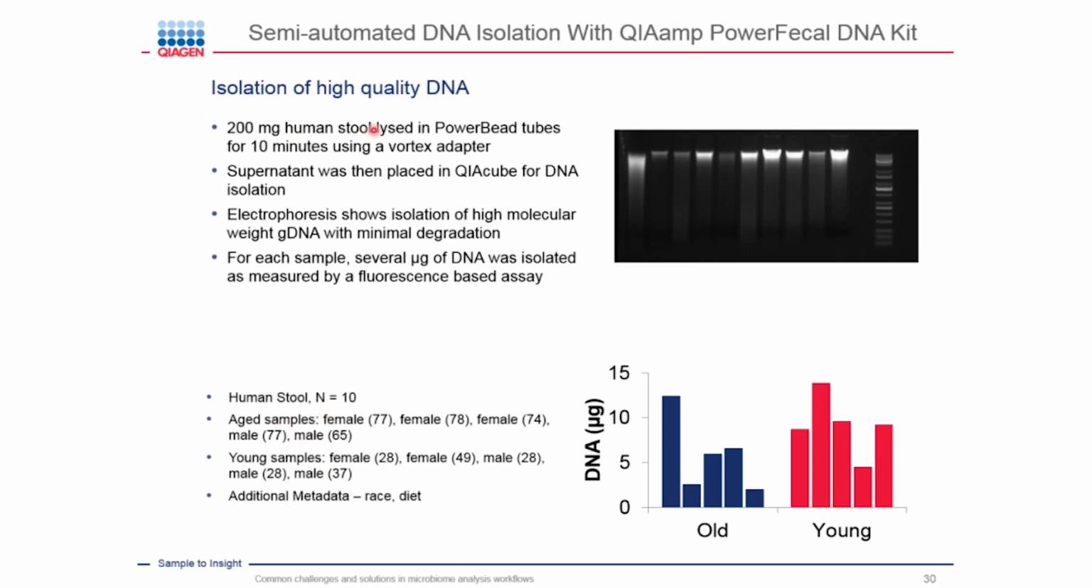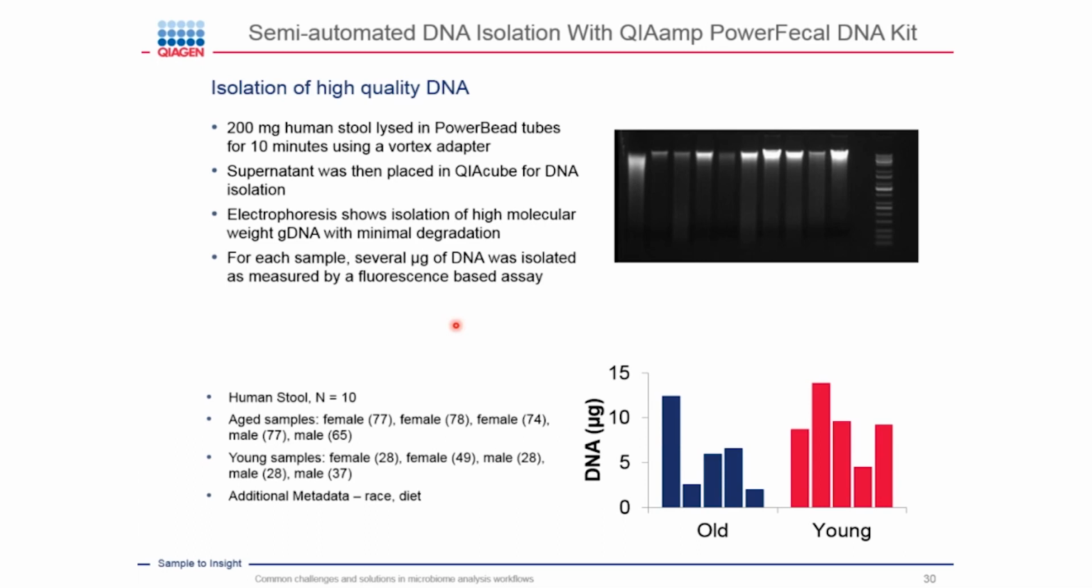We used 200 milligram of human stool, lysed them with power bead tubes for 10 minutes on a vortexer. The supernatant was then placed in a QIAcube, and using the QIAamp PowerFecal DNA kit, the DNA was isolated. Here you can see a picture of the DNA samples after isolation, and we succeeded in obtaining good amounts of high quality DNA. When we look at the DNA yields for the samples, it seems like the young people in general had a higher DNA yield out of the samples than the old people.